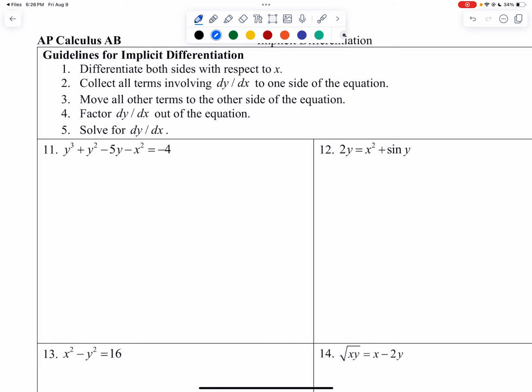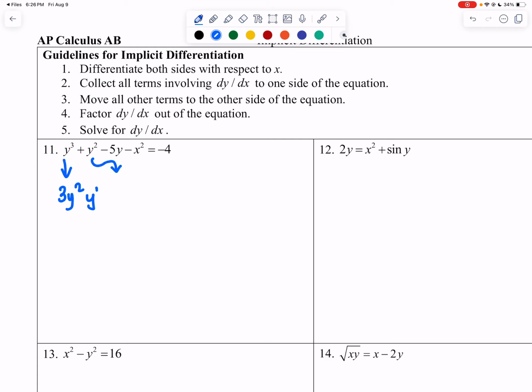All right, so here for number 11, I have y cubed plus y squared minus 5y minus x squared is equal to -4. And if I take the derivative of y to the third power, I'm going to have 3y squared using regular power rule. Then if I were to take the derivative of y with respect to x, that's just going to be dy dx, or once again, you can shorthand this, which I'm going to do from now on, y prime.